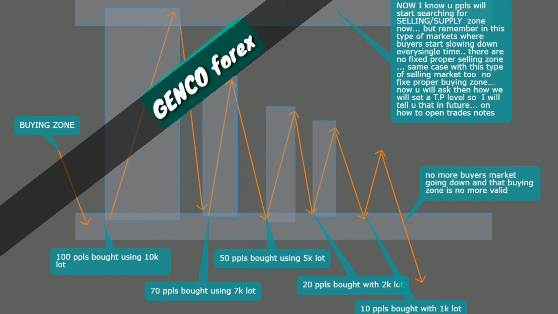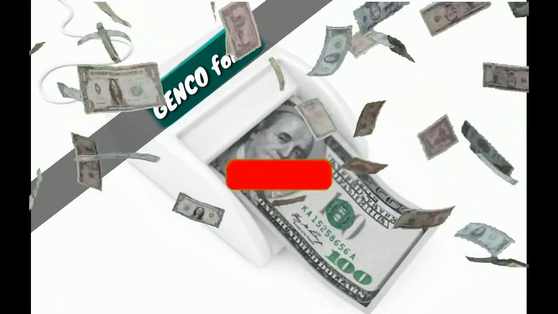Now, if we observe the following chart, we can understand the visual concept better. Look at the histograms drawn. Here we observe that each time the market visits the buying zone, fewer buyers are willing to take more trades. This gradually impacts the pressure of buying in the market and makes that zone invalid over time.